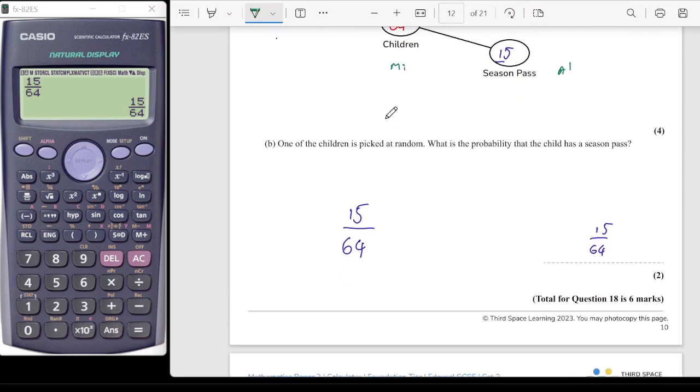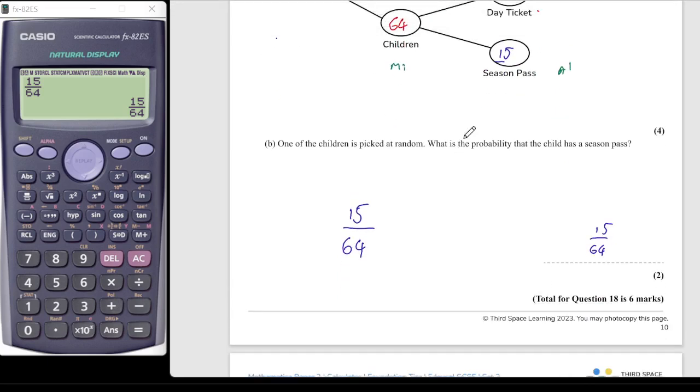And then for part B, we're looking at 15 out of 64. A1 for correct numerator, followed through from earlier. And then A1 for fully correct answer.